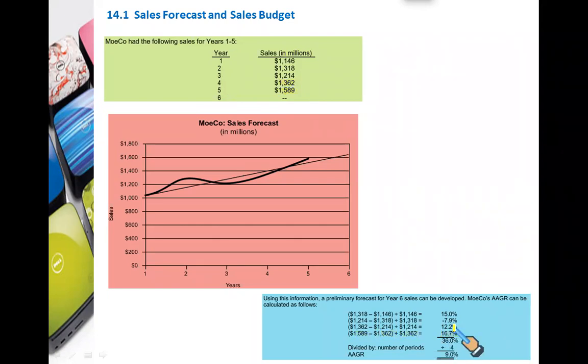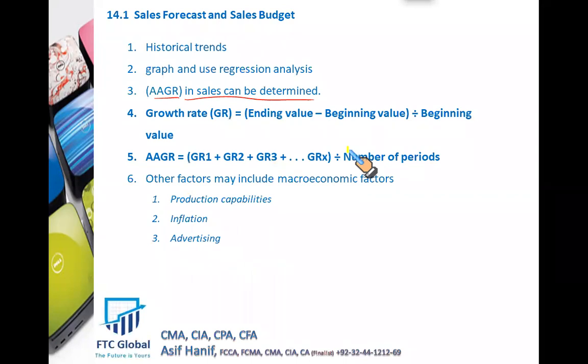Now, we have the annual growth rate for years 2, 3, 4, and 5. What you can do is add all these growth rates and divide by the number of percentages you have. How many percentages do we have, for year 2, 3, 4, 5? Divided by 4. So it means our annual average growth rate has been 9%. We can use 9% to predict the sales for year 6, right? So this is how we can forecast based upon our past numbers. We can forecast the sales for the next year. So this is exactly what has been done here.